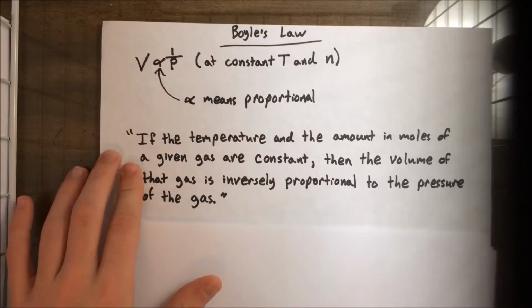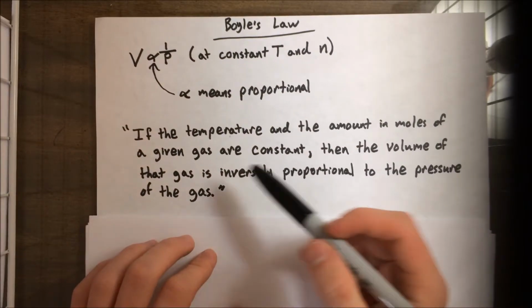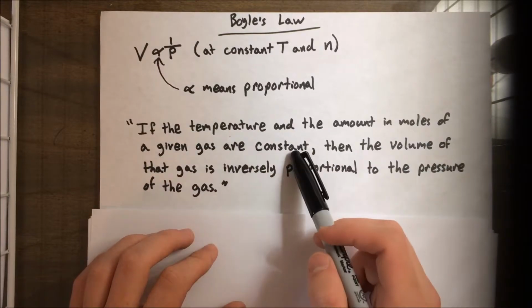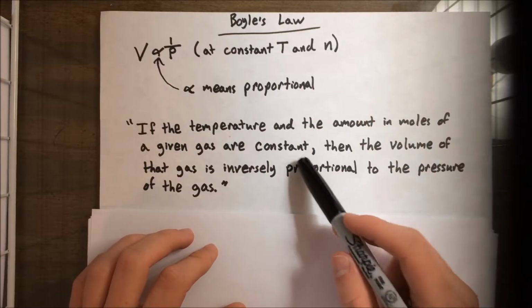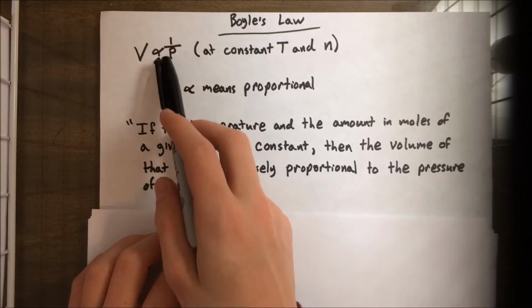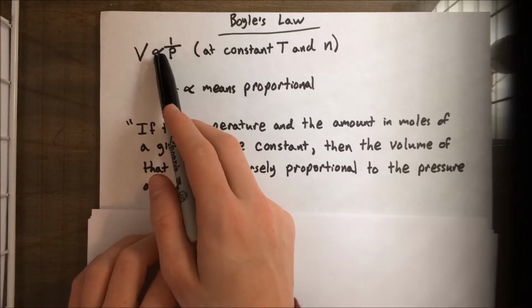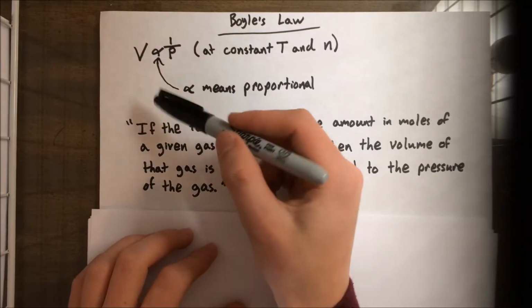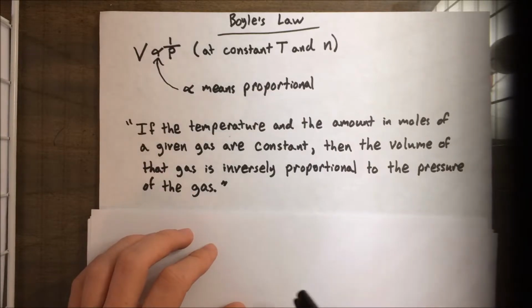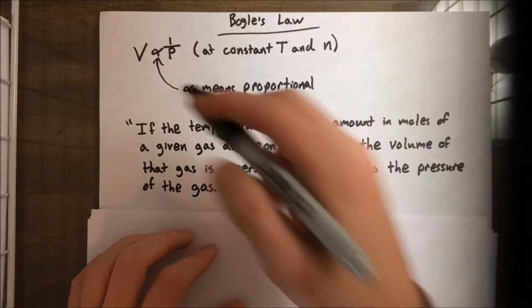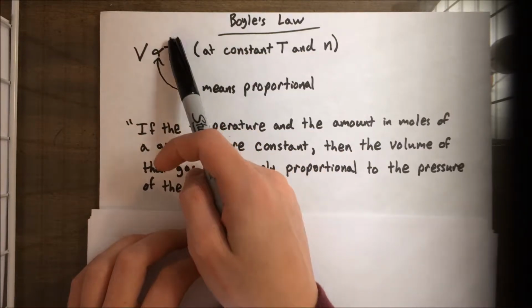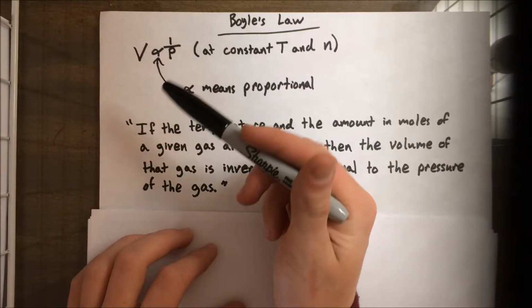So to put that into words, if the temperature and the amount in moles of a given gas are constant, so T and n are constant, then the volume of that gas is inversely proportional, which is that's the proportional symbol, and inversely means 1 divided by the other. So you'd have V is proportional to 1 over P.